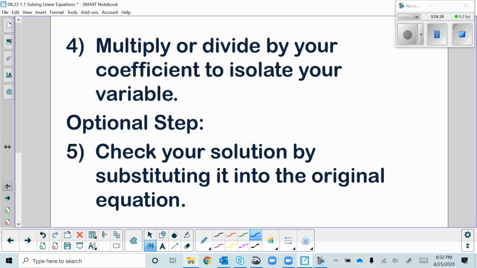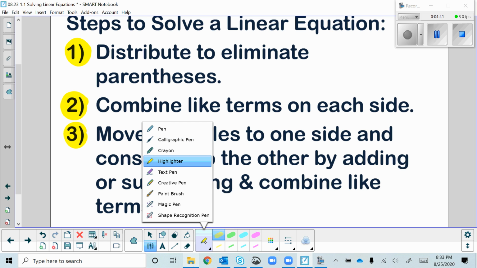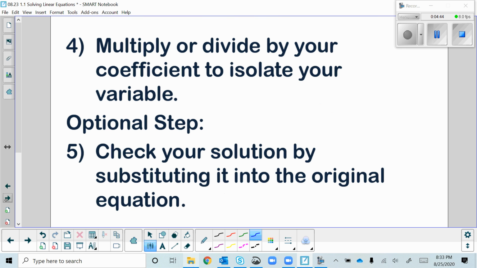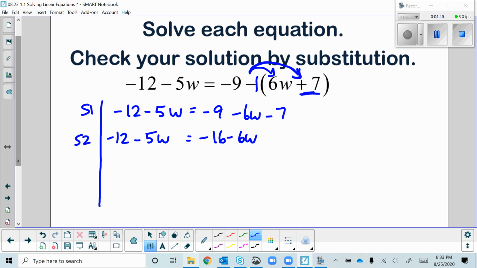All right, so let's go back to step 3 and see what that says. Right here: move variables to one side and constants to the other by adding or subtracting, and then combine like terms. So we're going to do that. I'm going back to my problem. It does not matter if you're moving the w's to one side and the constant to the other, or vice versa. I like to move the variable to whichever side will make it have a positive coefficient in front. That's absolutely not necessary. I just like to.